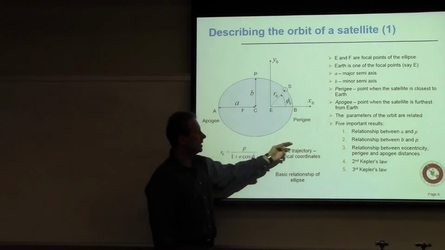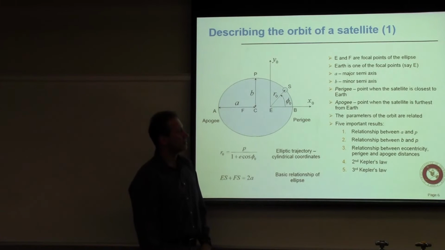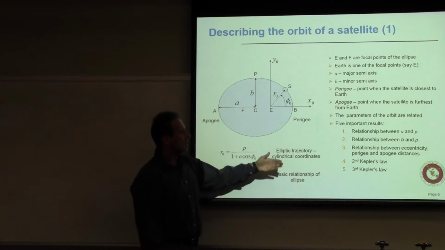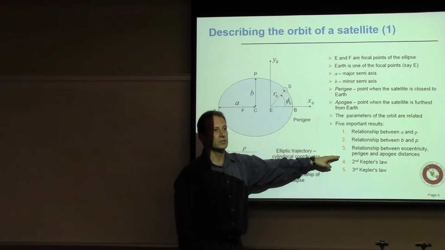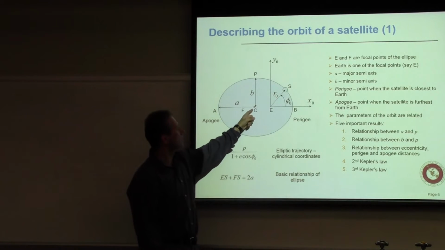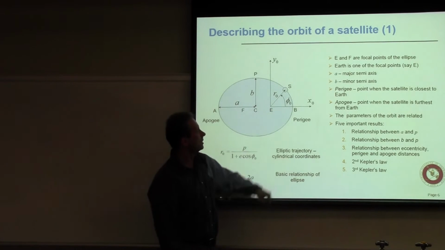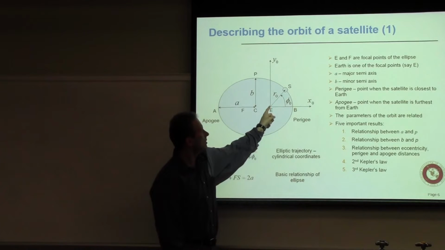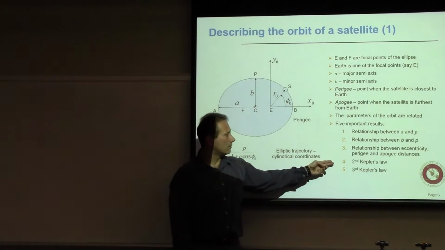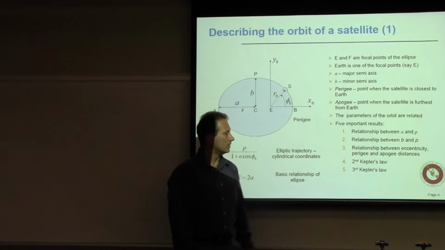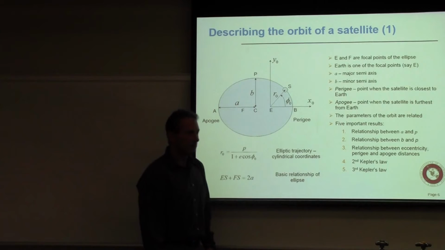The second relationship that we will have to know is the relationship between semi-minor axis B and P. The relationship between eccentricity, perigee, and apogee distance. So we will see that you can actually define eccentricity as a function of the distance to the perigee and the distance to the apogee, and then how you formulate the second Kepler's law and third Kepler's law based on all of these parameters here. So let me walk through this.